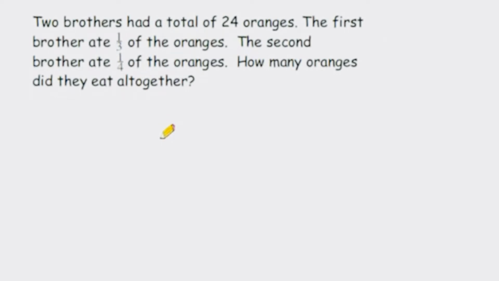This problem reads that 2 brothers had a total of 24 oranges. The first brother ate 1/3 of the oranges. The second brother ate 1/4 of the oranges. How many oranges did they eat altogether?